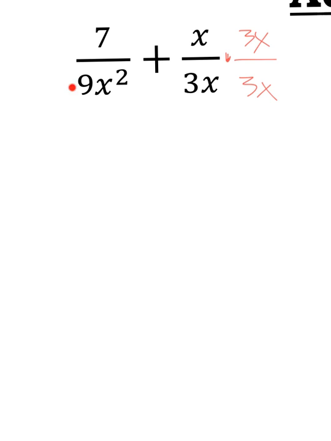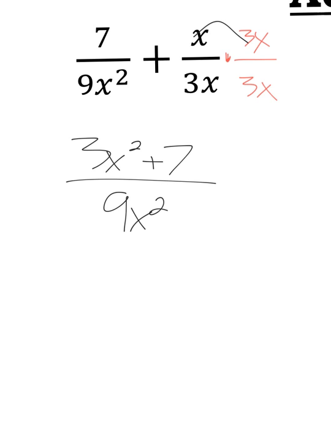This first fraction, I don't need to change. That's 9x squared. If I multiply this by 3x, that'll make 9x squared as well, and they'll both have the same denominator. So let's just figure out what x times 3x is. That's just going to make 3x squared. So I have 7 plus 3x squared, but it's technically improper to write it in that order. So I'm going to write 3x squared plus 7. And then I'm going to put over 9x squared. Okay? And this is actually going to be my final answer.